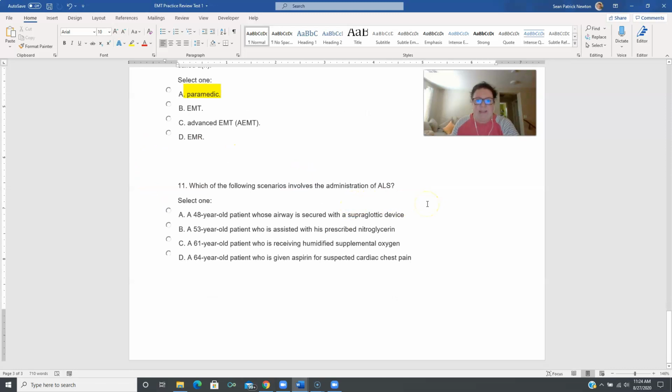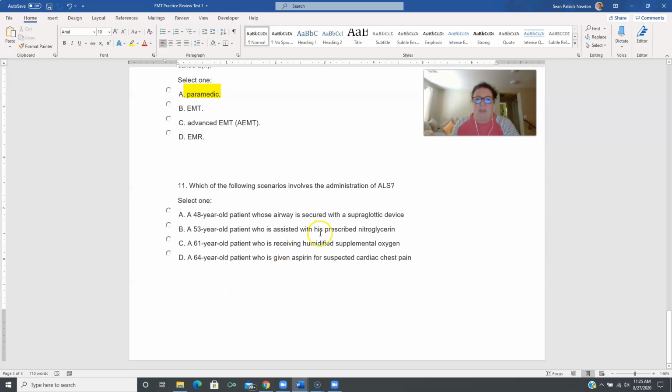Which of the following scenarios involves the administration of ALS? So, a 48-year-old patient whose airway is secured with a supraglottic device. So supra means above, and the glottis is in your larynx, by your voice box, which is really essential for breathing. So it's just above the glottis. It sounds tricky in advance, so let's keep that as probably the good answer.